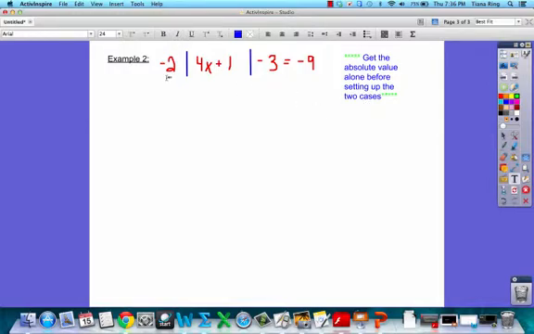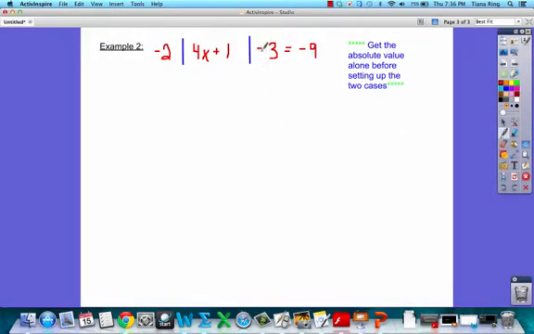So that means we need to do something with the negative 2 and the minus 3 before we do case 1 and case 2. So the first thing we want to do is to get rid of this negative 3. So in order to get rid of that 3, we're going to want to add it to both sides of the equation.